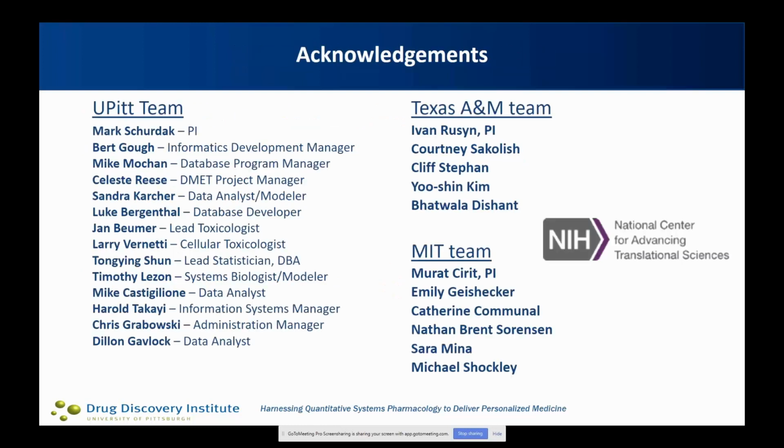So these are the collaborators that have been involved on the UPitt side in terms of developing and implementing the microphysiology database, and Texas A&M and MIT are the two sites that are the tissue chip testing centers, and we've been working with them. They've been great in terms of providing us with input and ensuring that the tools we develop were useful and simplified rather than complicated their efforts in terms of generating data and transferring it into the database.